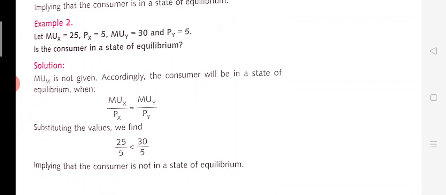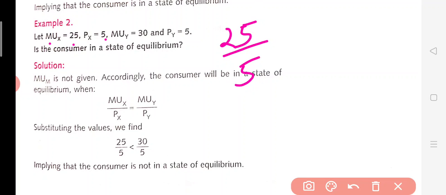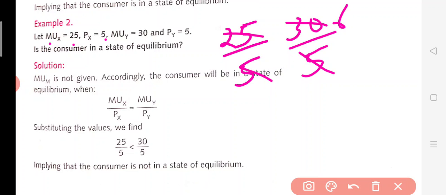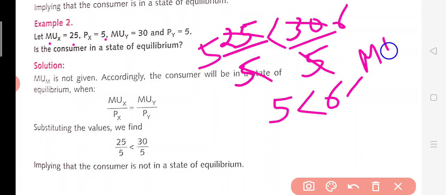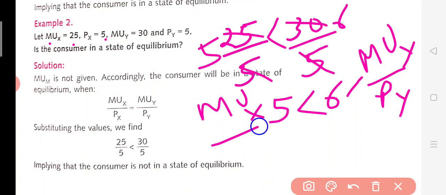Let us look at the second example. Here MUX is equal to 25, PX is equal to 5. So if you write 25 upon 5, which is nothing but MUX upon PX. Now on the other side MUY upon PY is 30 upon 5. Now this will be 5 and 6 — 5 sixes are 30. So here you can say that this figure is greater, because here 5 and this 6 is greater. So this MUY upon PY is greater than this MUX upon PX. So here the consumer is not in the state of equilibrium. This should be equal.